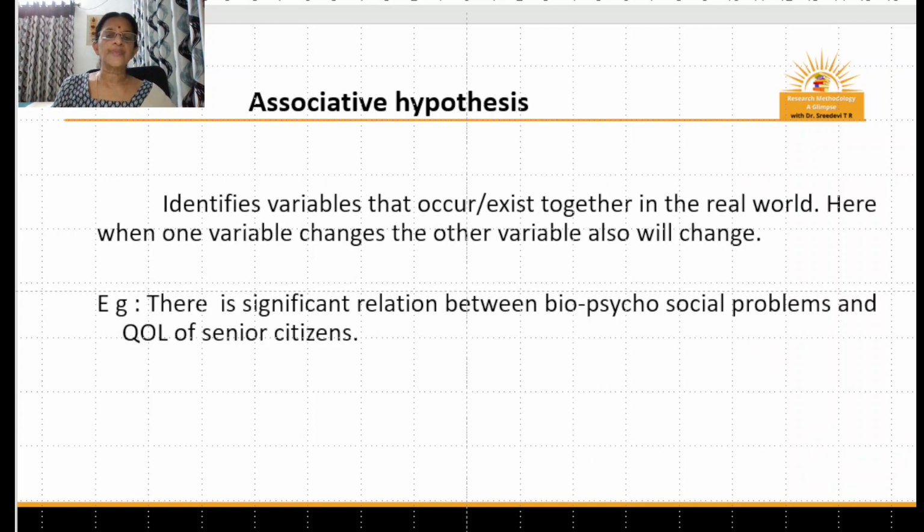Then associative hypothesis identifies variables that occur or exist together in the real world. Here, when one variable changes, the other variable also will change. For example, there is significant relationship between biopsychosocial problems and quality of life of senior citizens.